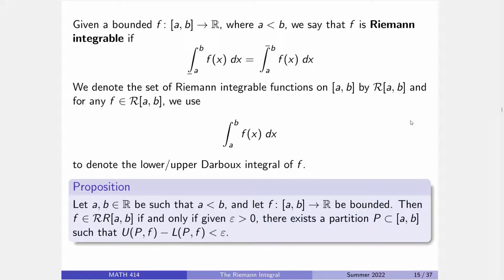And let's now make our first step towards creating an epsilon delta definition of the Riemann integral with an epsilon partition definition. As we will now demonstrate, a function is Riemann integrable if and only if given an epsilon, I can find a partition so that the upper Darboux sum minus the lower Darboux sum is less than epsilon.